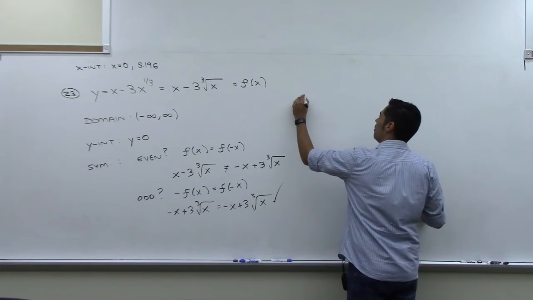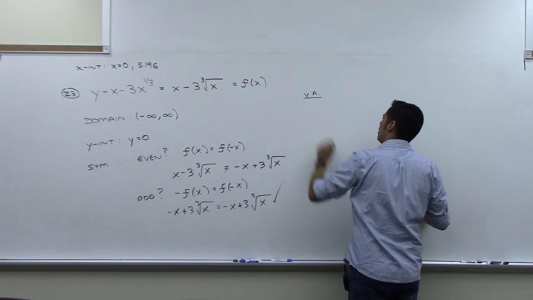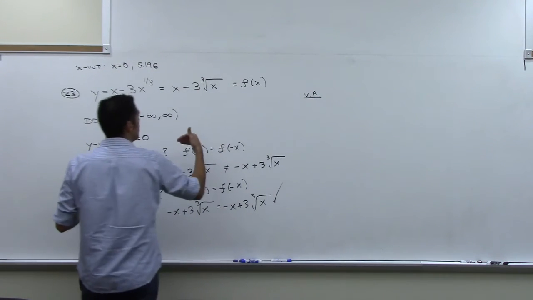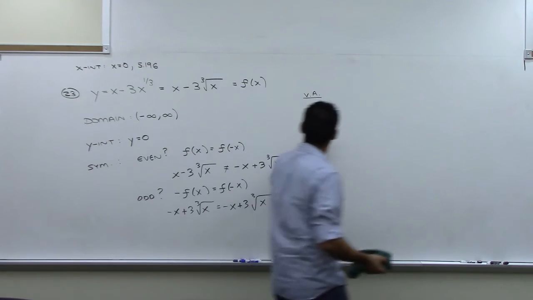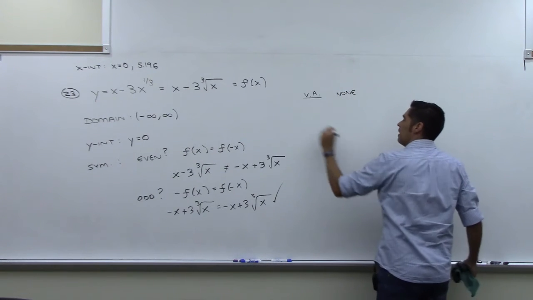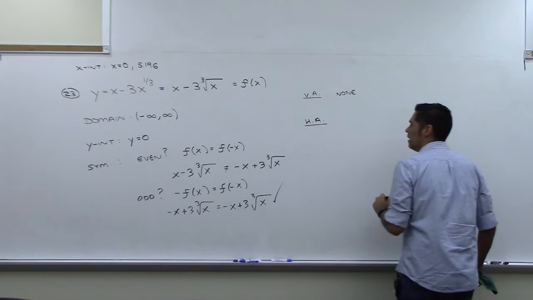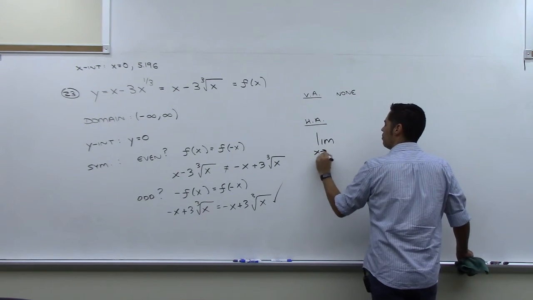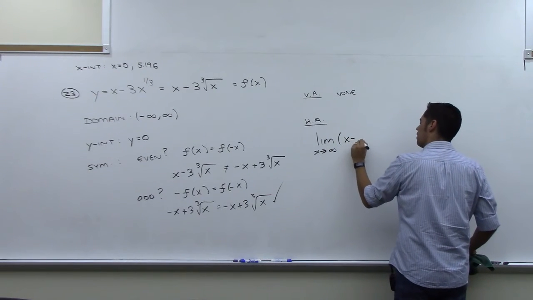And how about asymptotes? For vertical asymptotes, I look to see if I ever get division by 0, if I ever get a fixed number over 0. But I don't even have any fractions here, so this is not applicable, so I don't have any here. And for horizontals, I'm going to take a limit as x goes to infinity and negative infinity. So what happens as x goes to infinity of my function? So I'm going to write it like this.